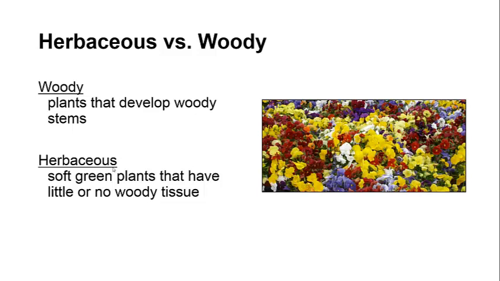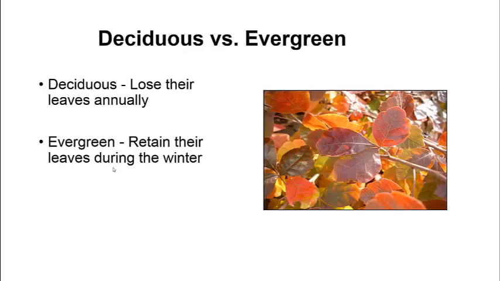So woody plants are those that develop woody stems. So they develop true wood. They have secondary growth that develops, and they form a more or less permanent plant structure that usually persists for a long time. Herbaceous plants are soft, green plants that have little or no woody tissue. Typically these are plants that, like in the case of herbaceous perennials, just die back to the ground every year in the winter, or the annual plants that just simply die out in the winter, and then their stems are soft and succulent, and they decay fairly quickly. Deciduous trees lose their leaves annually, and evergreen plants retain their leaves during the winter, or most of them anyway.